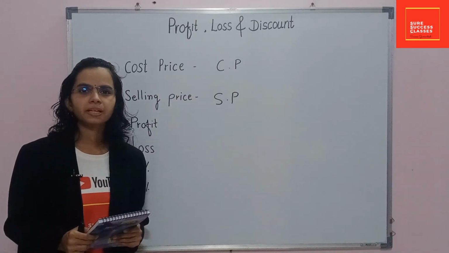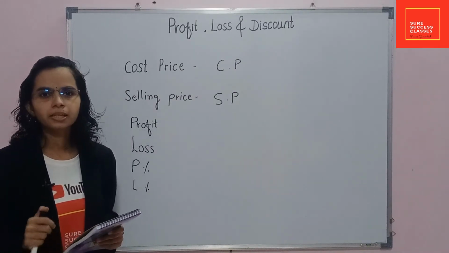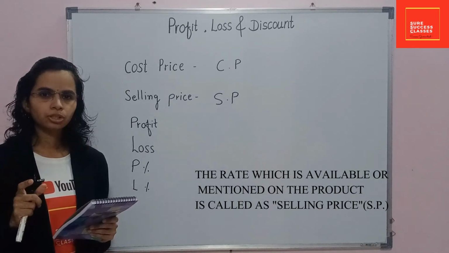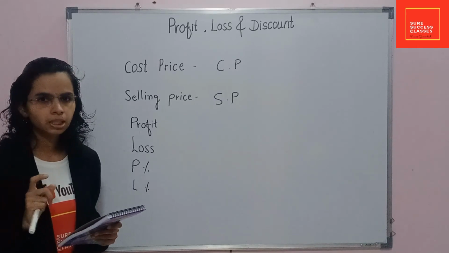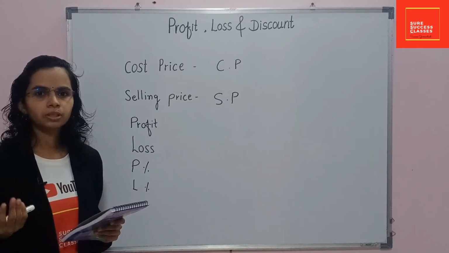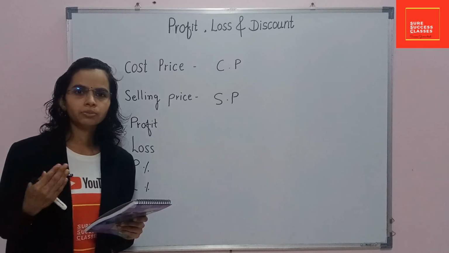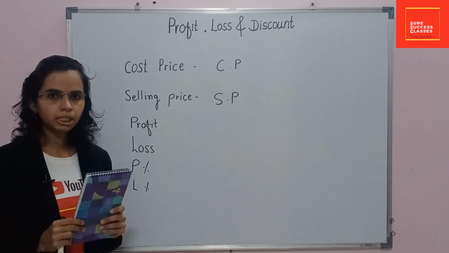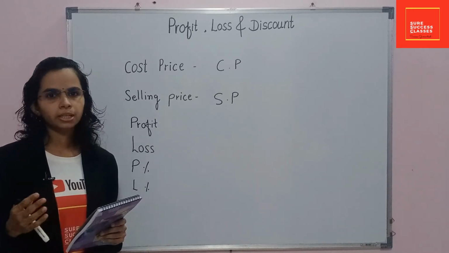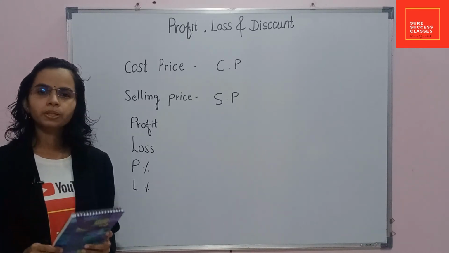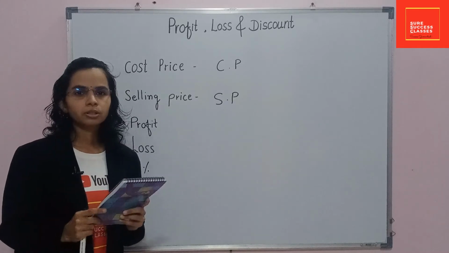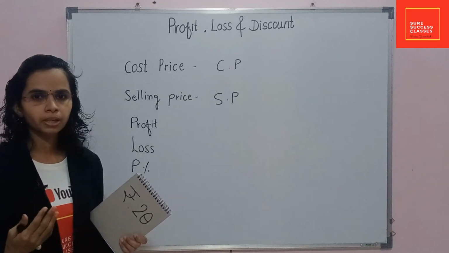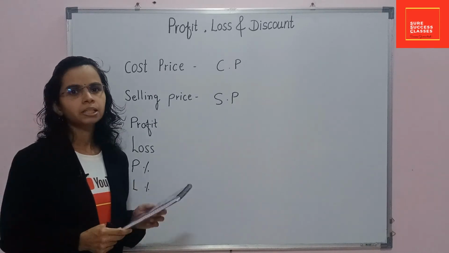Next term is selling price. In short, we can write it as SP. The rate which is available or mentioned on the product is nothing but selling price, or in other words we can say the rate at which the product is purchased by the customer is nothing but selling price. For this we will take an example. If I want to purchase this notebook, the rate is mentioned here, ₹20, means after paying 20 rupees I can buy this notebook.